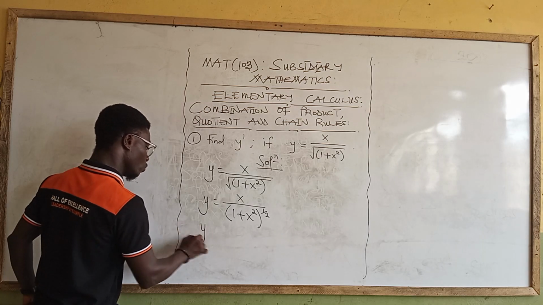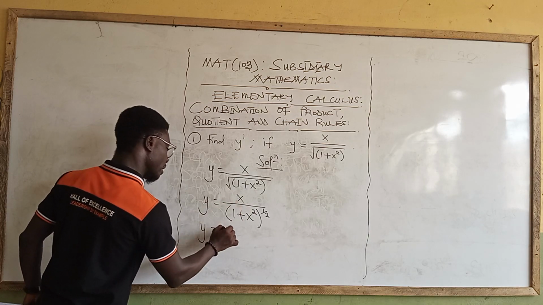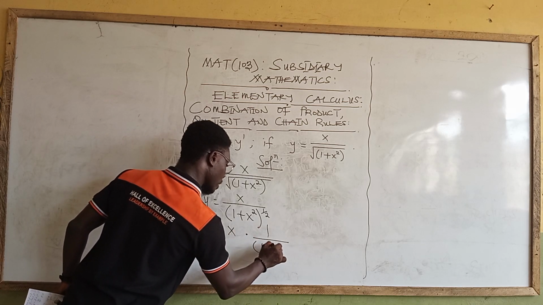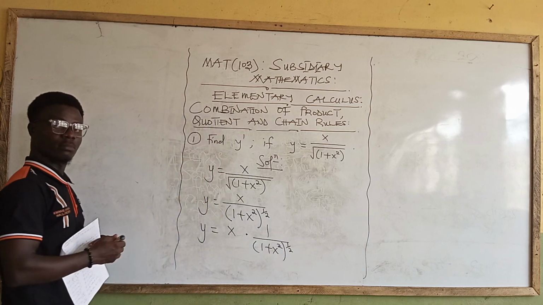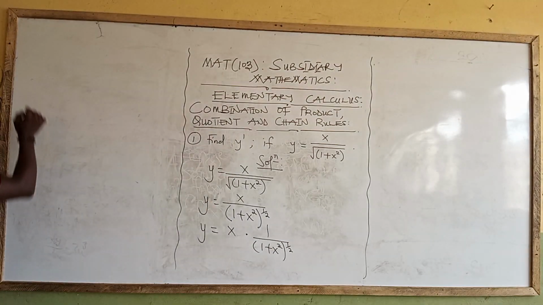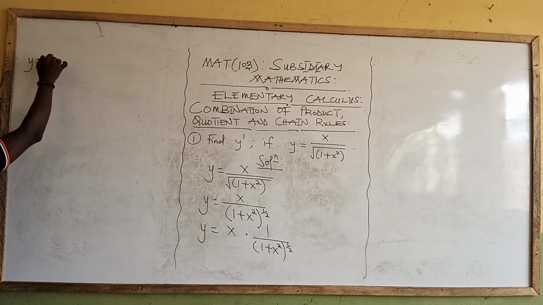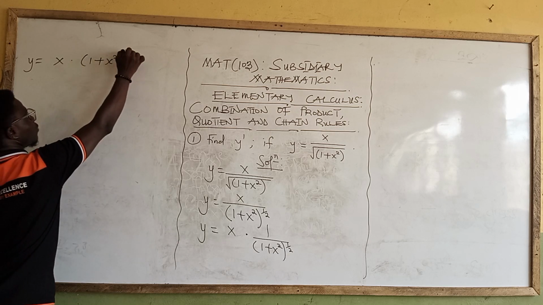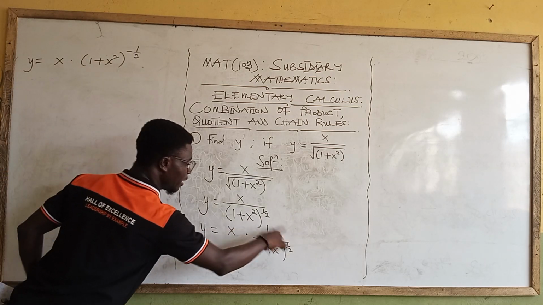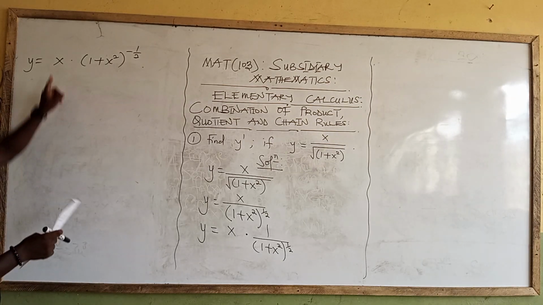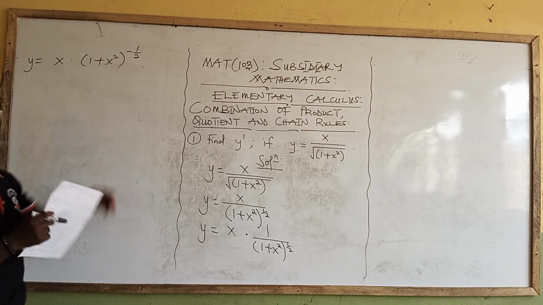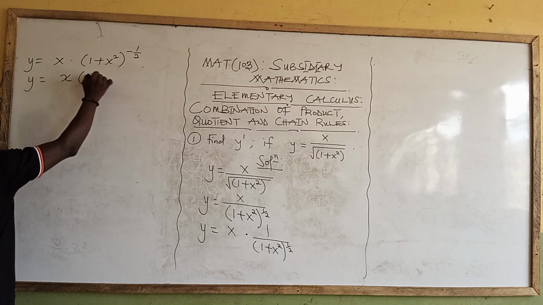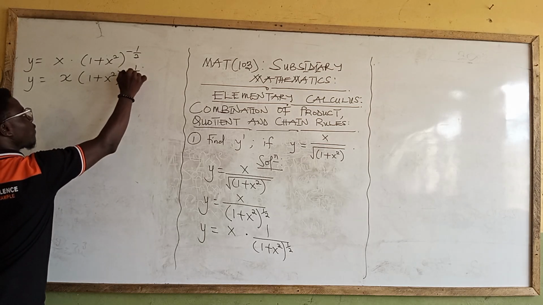Now, I can also say that y must be equal to this. I can say that x times 1 over (1 plus x squared) to the exponent half is true. And again, I can say that y must be equal to x times (1 plus x squared) to the exponent of negative half, which means I'm taking the inverse of that. So y equals x times (1 plus x squared) to the exponent negative half.